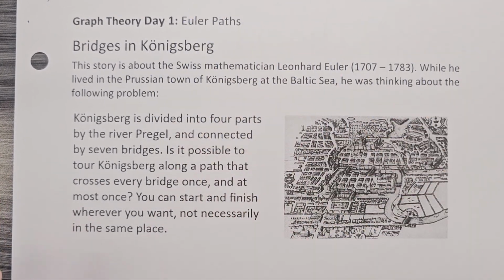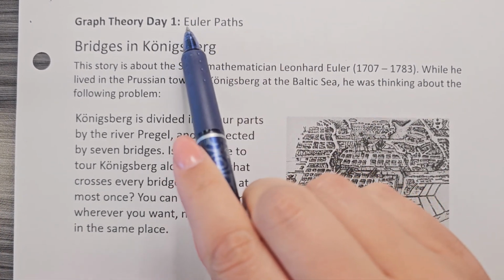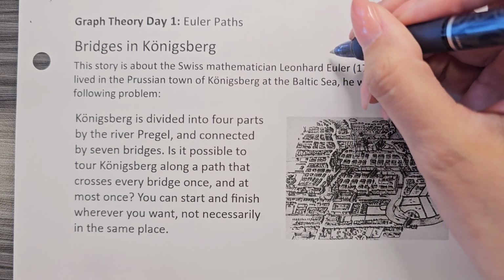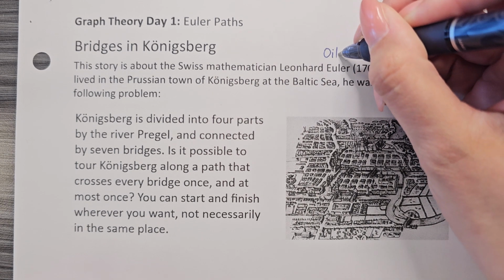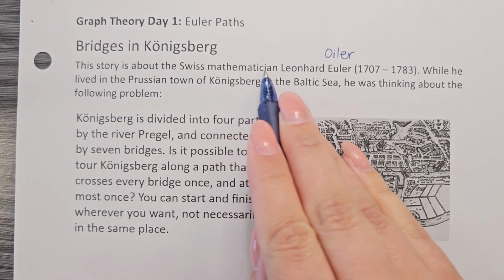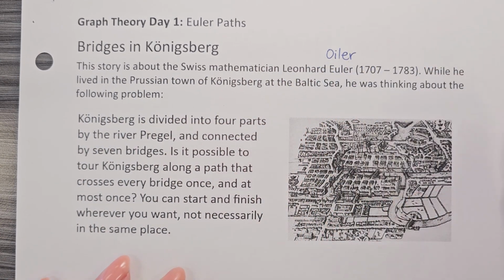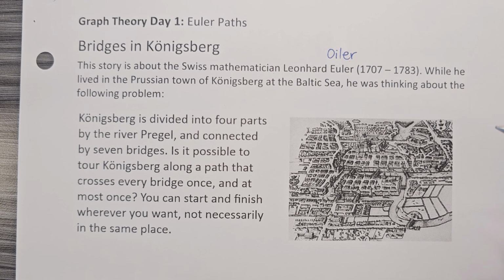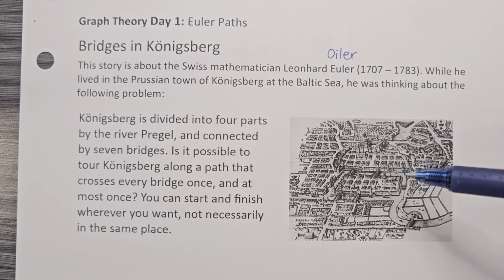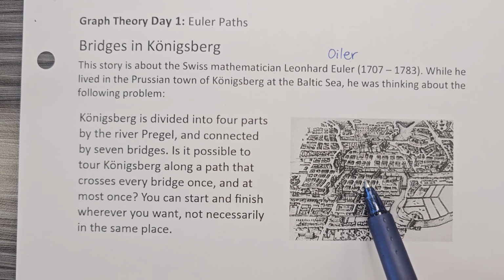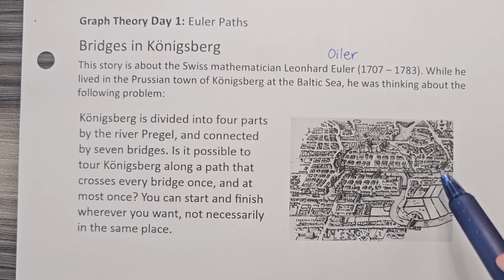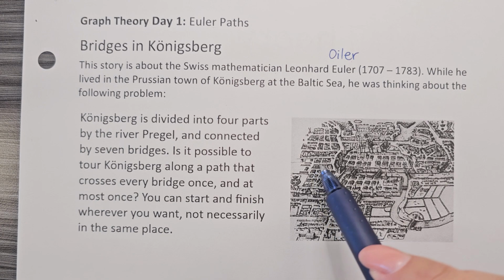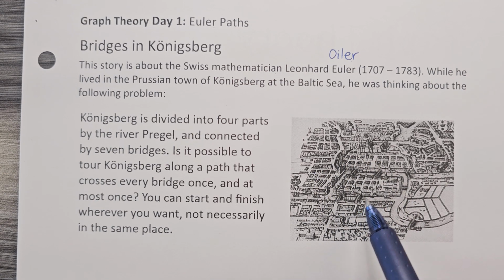For this first lesson, we're going to look at Euler paths. Even though it looks like it's spelt Euler, this Swiss mathematician's name is pronounced Leonhard Euler. And he lived in a Prussian town called Königsberg by the Baltic Sea. When he was living there, he was trying to figure out, is it possible to visit all the parts of the city by only crossing each bridge once?